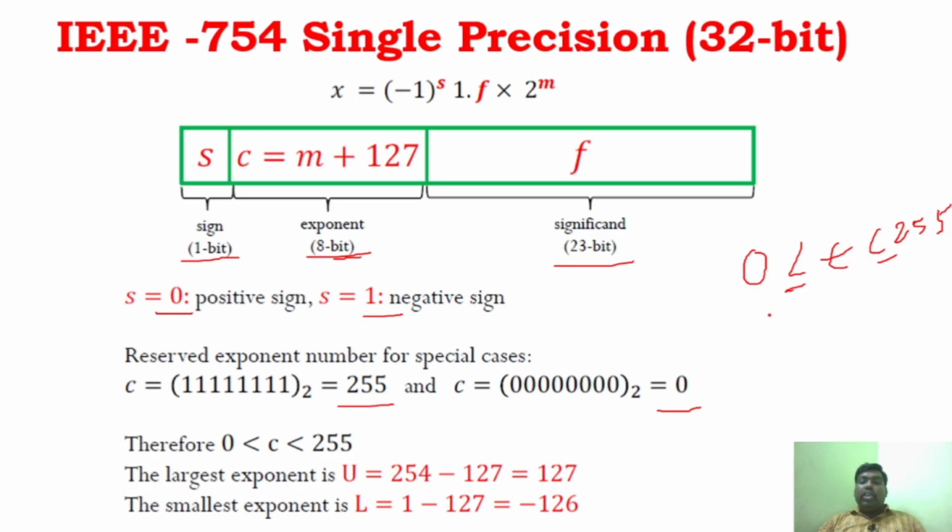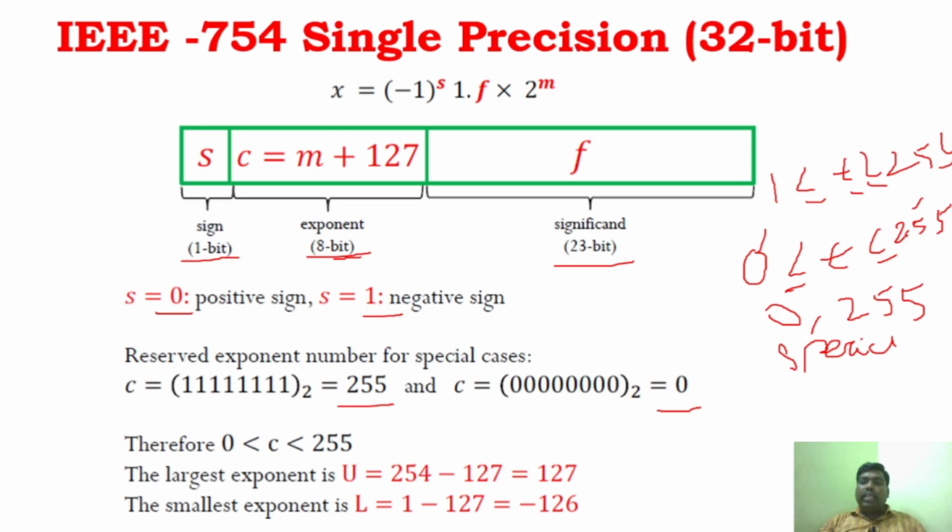But this 0 and 255 will not be used to represent the exponent value, because they are used to represent special cases. I'll tell you what the special cases are. For example, an infinite value, zero, or a square root value, something like that in computers. To represent those special cases, 0 and 255 are used. So if 0 and 255 are gone, what is the exact range? The exact range will be 1 to 254.